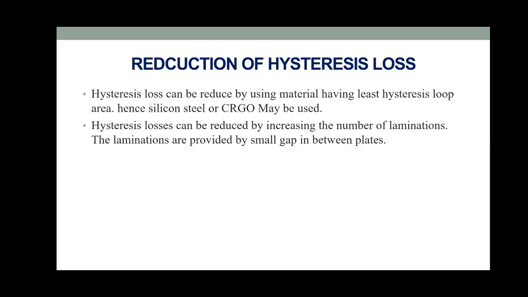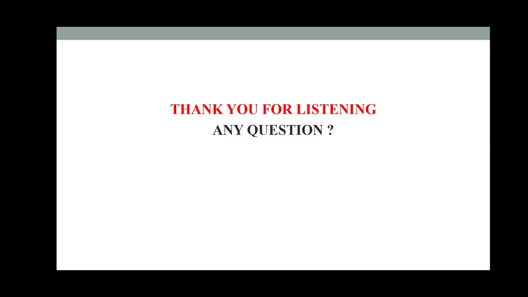Now, how to reduce hysteresis loss? Hysteresis loss can be reduced by using material having the least hysteresis loop area, because the loss will depend on the area of the BH curve. Hence, silicon steel or CRGO may be used. Hysteresis loss can be reduced by increasing the number of laminations. The laminations are provided with a small gap in between the plates.